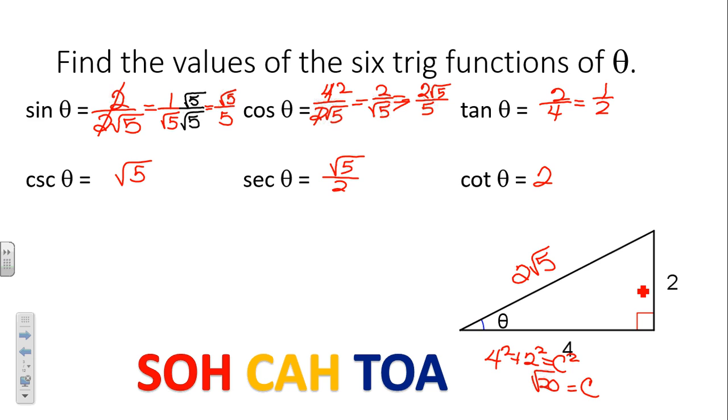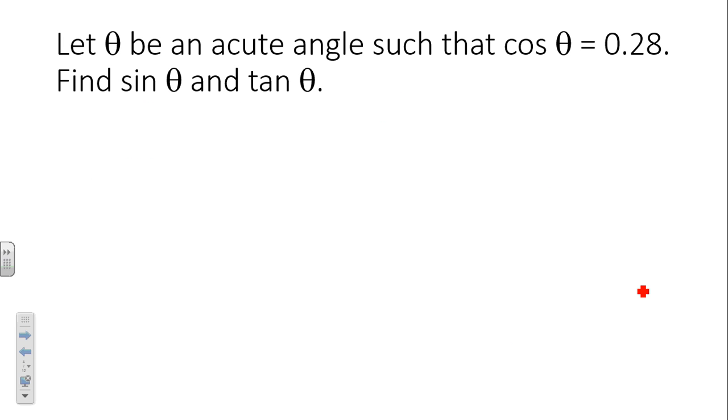Okay, next one. We're going to let theta be an acute angle such that the cosine of theta is 28/100. We need to find the sine and the tangent of theta. Caleb, what's going on? Okay, so we have an acute angle. Cosine of theta is 28/100. What does that mean?